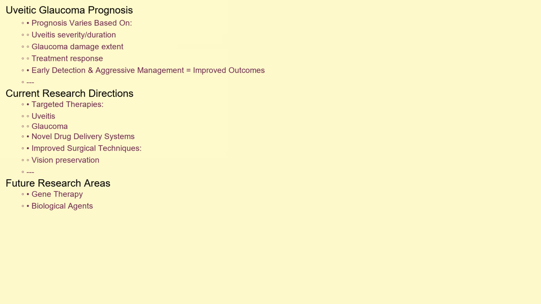Current research is focused on developing more targeted therapies for both uveitis and glaucoma, exploring novel drug delivery systems, and improving surgical techniques to preserve vision in patients with this challenging condition. Gene therapy and biological agents are future areas of research.